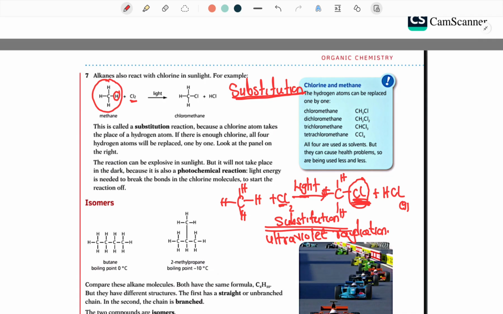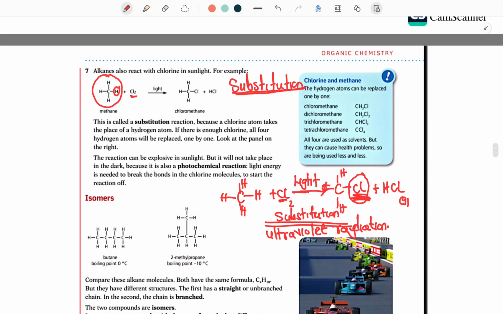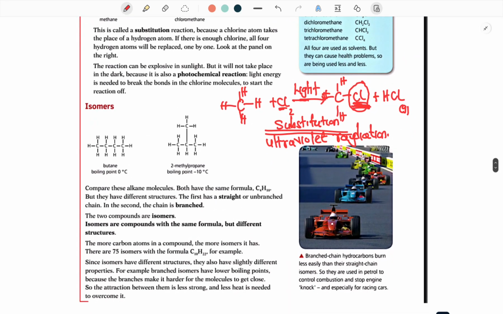If we had two chlorine atoms, we would have said dichloromethane. If three, trichloromethane. Four, tetrachloromethane. Take note of this reaction, okay? So this is a photochemical reaction, of course, because it is taking place in the light. It is called a substitution reaction, okay?